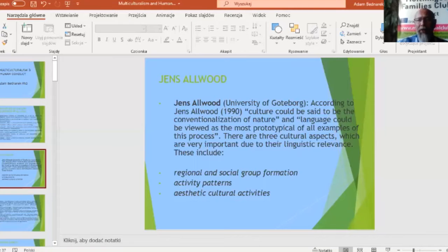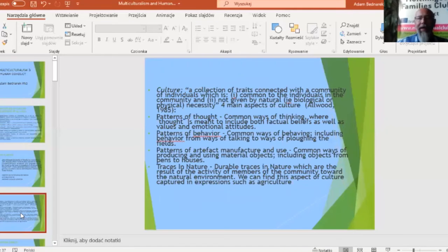So we refer to regional and social group formation as being a part of a culture, the activity patterns that we have, and various aesthetic values which we share. And this is what Alwood called these four elements. One of them is the patterns of thought. So what makes up a culture?